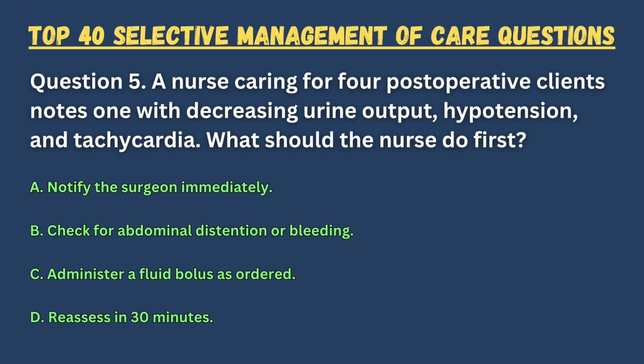Question 5. A nurse caring for 4 postoperative clients notes 1 with decreasing urine output, hypotension, and tachycardia. What should the nurse do first? A. Notify the surgeon immediately. B. Check for abdominal distension or bleeding. C. Administer a fluid bolus as ordered. D. Reassess in 30 minutes.